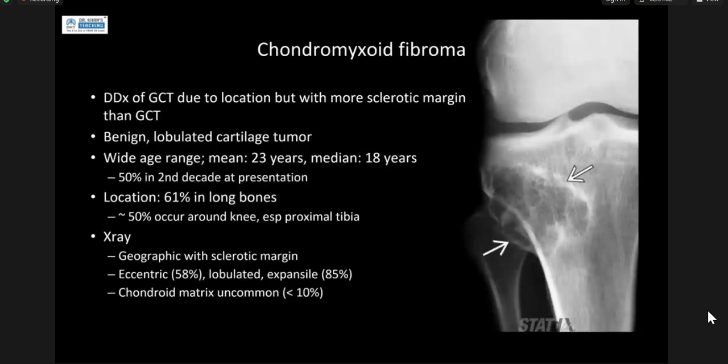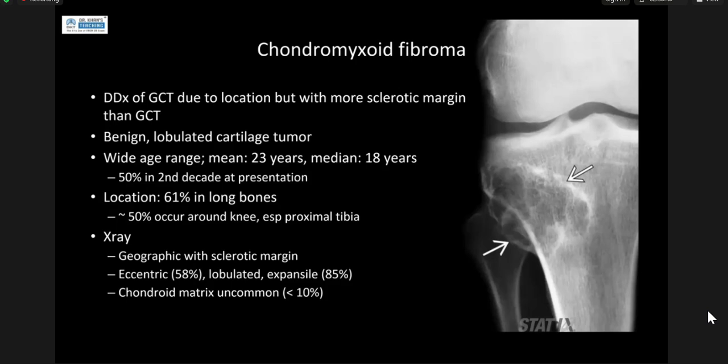Differentials, as you can see on this slide, for GCT is chondromyxoid fibroma. In this example, you can see that sclerotic margin, and it appears a little bit more lobulated than the previous example of the GCT. There's a little bit of a wider age range.